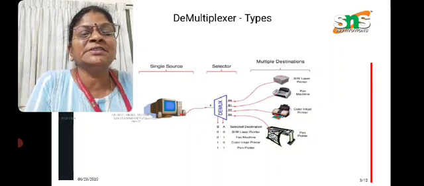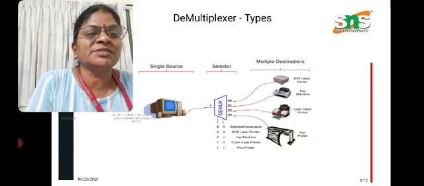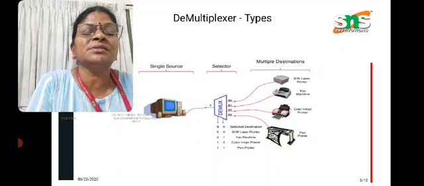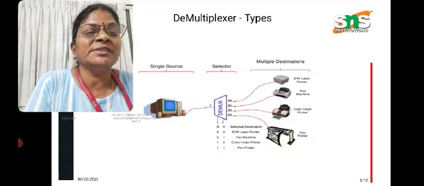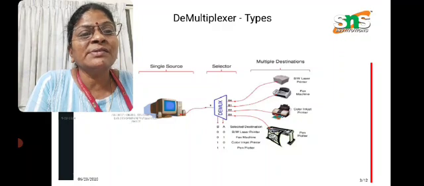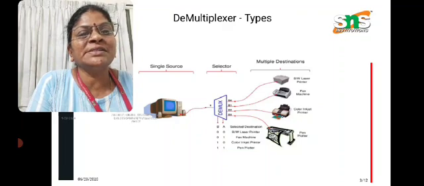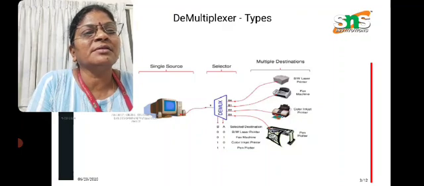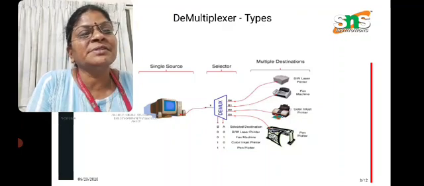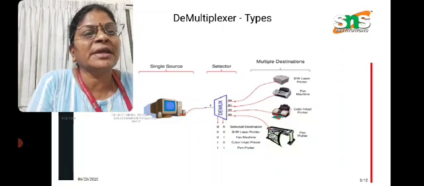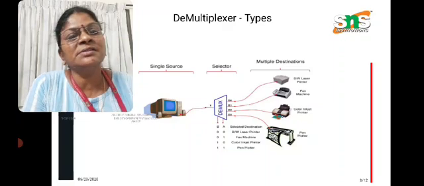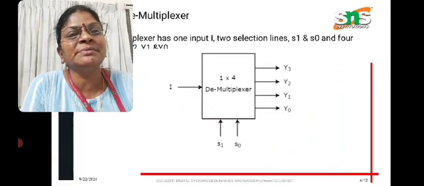Here in the demultiplexer also we have types like single source, selector, then multiple destinations. In the multiplexer we have multiple inputs, then a selector in between, and we receive only one output. Here we have a single source and a selector in between, but we have multiple destinations, like television. From the television we have a system. From the system we have a laser printer, fax, scanner, etc. This is an example of our demultiplexer.